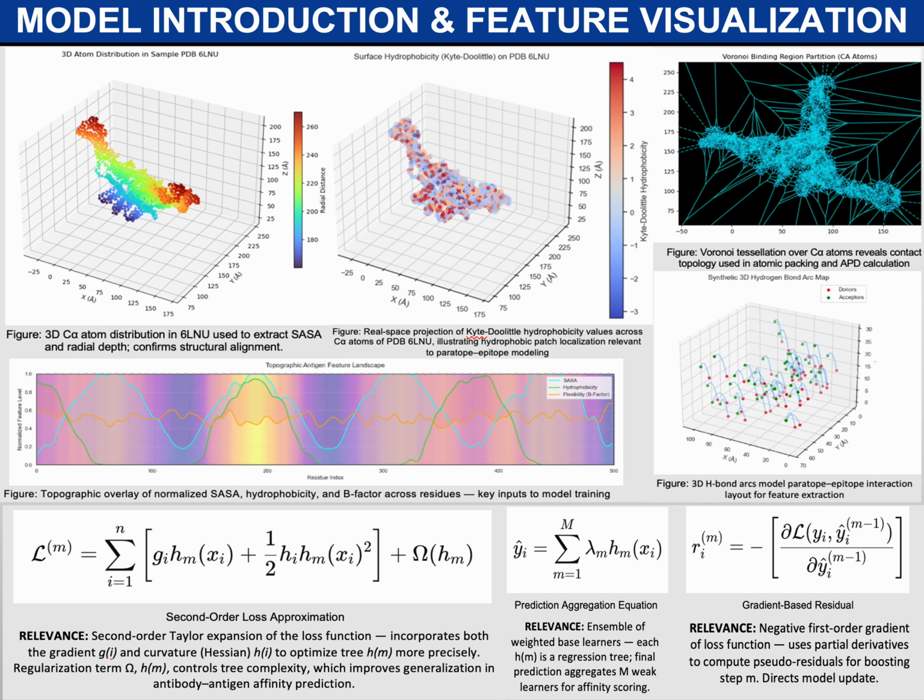These plots show the spatial reasoning behind the features, like SASA, radial depth, hydrophobicity maps, and Voronoi partitions. These overlay key metrics like flexibility, and together they create a high-resolution fingerprint of the interaction surface. Additionally, the model is guided by key mathematical functions, including the negative first-order gradient of the loss, which helps compute pseudo-residuals and update model weights during training. This allows LightGBM to optimize affinity prediction step by step with high precision.